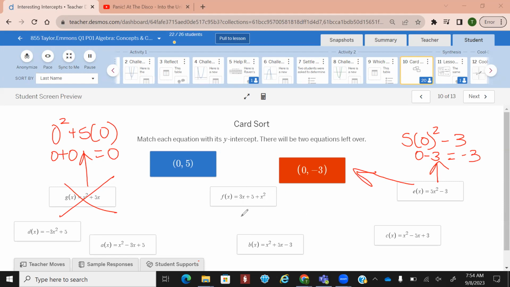On the next one, we've got 3 times 0 plus 5 plus 0 squared. What's 3 times 0? 0 plus 5 plus 0. What is that going to be? 5. That goes right there.